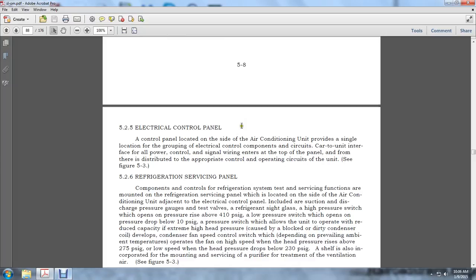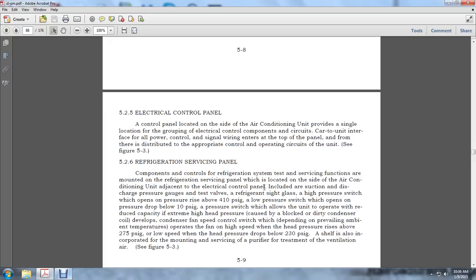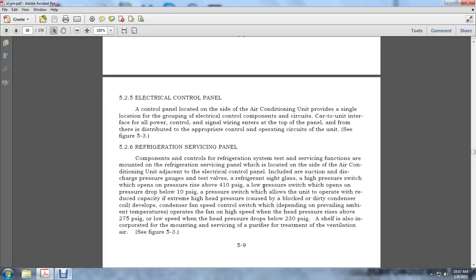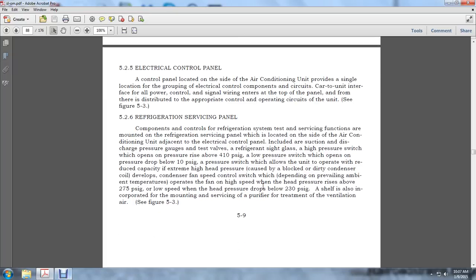The refrigeration service panel, which contains the components that control the refrigerating system and the servicing functions, is located inside the air conditioner adjacent to the electrical panel. It includes the suction and discharge pressure gauges, test valves, refrigerant sight glasses, the high pressure switch which opens when the pressure rises above 410 psig, the low pressure switch which opens when the pressure drops below 10 psig, and a pressure switch which allows the unit to operate at reduced capacity in extreme high head pressure.